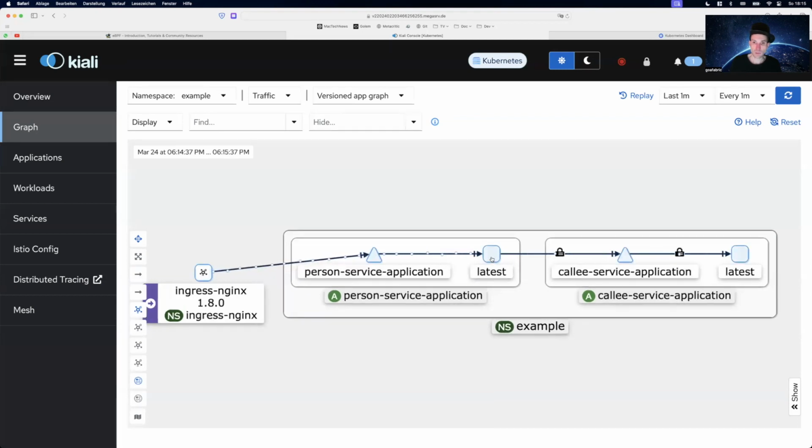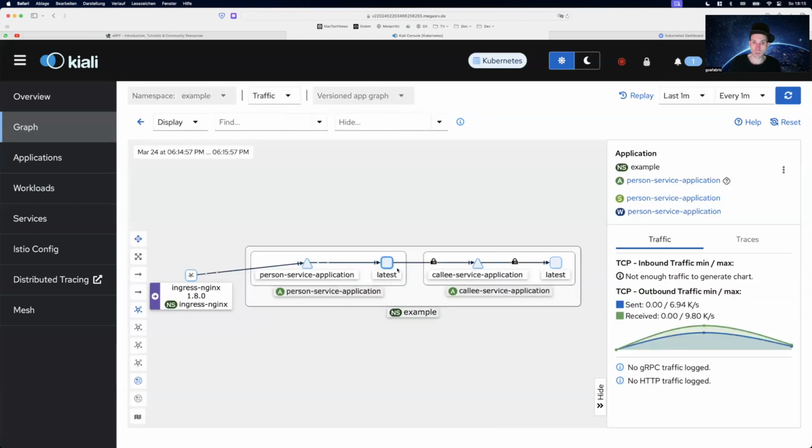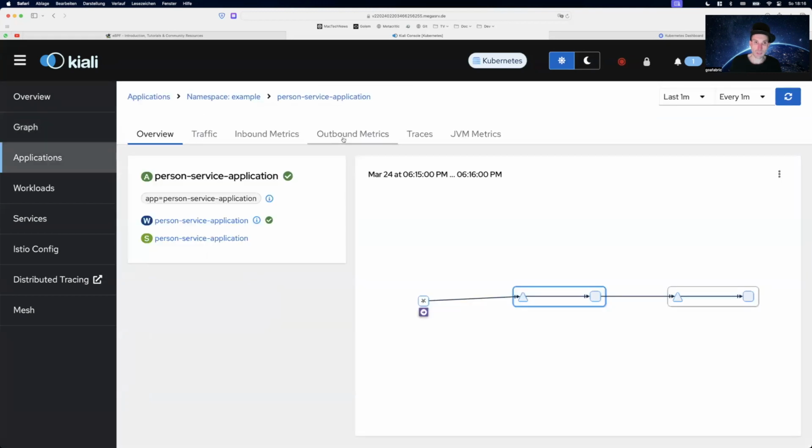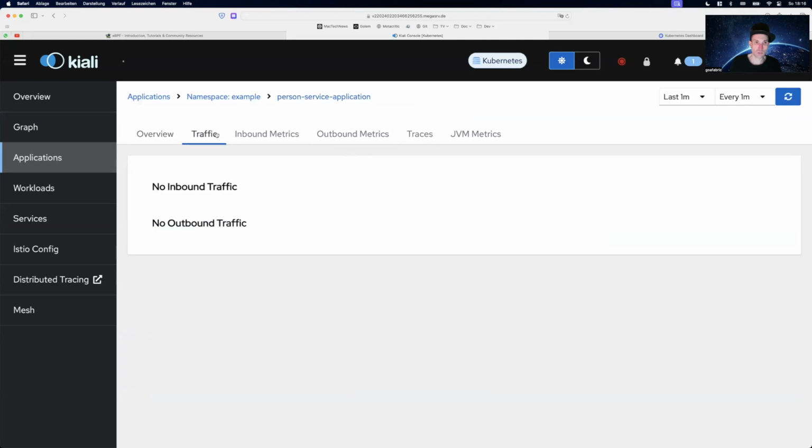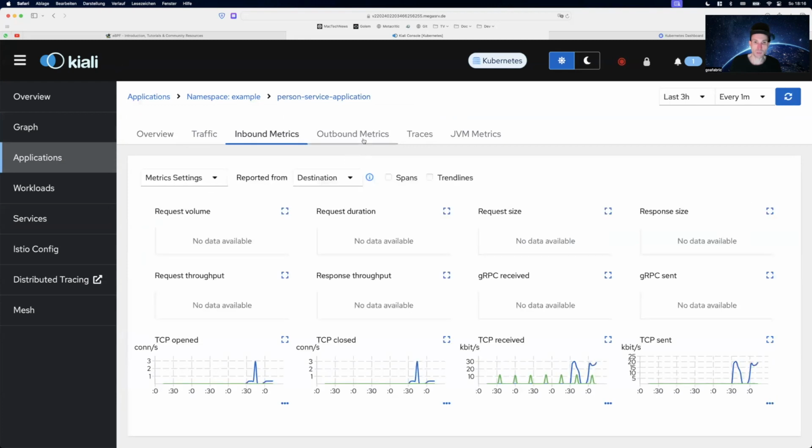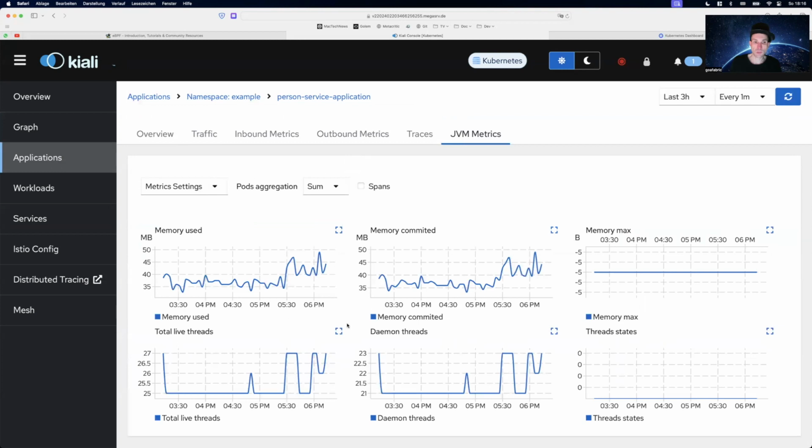Also, we can, of course, still drill down into our application. So if I go here, I now have a more detailed perspective on the person service. So we have traffic and metrics for inbound and outbound, but also for the JVM. So memory used inside the JVM. We have threads going on here, daemon threads, live threads, and all of that. So that's very nice, I think.